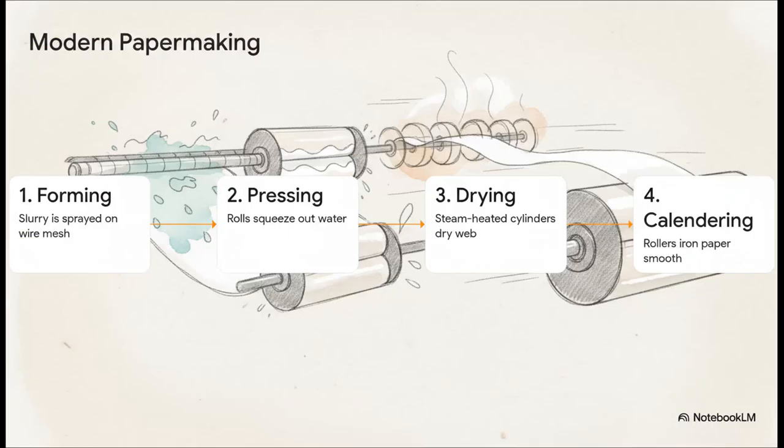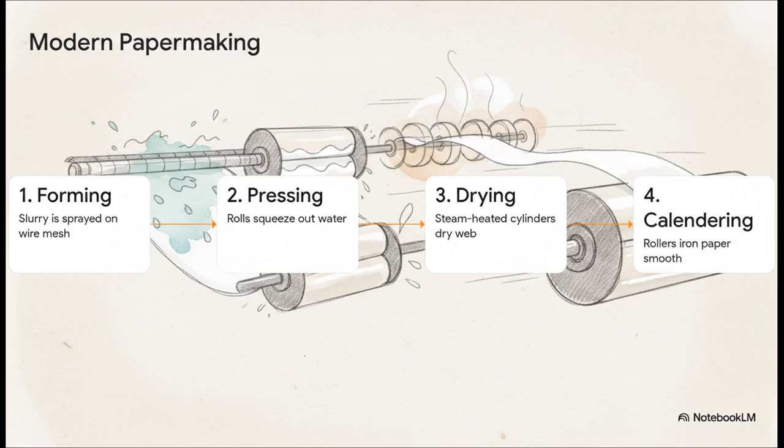Which brings us to Part 3, how modern paper is made. Okay, let's look at the core of modern paper making. Step 1 is forming at the wet end, where a highly diluted, super watery pulp slurry is sprayed straight onto that continuous, moving wire mesh. Next up is pressing. Here, the wet fiber web passes between these huge rolls to just squeeze the water right out. Step 3 is drying.